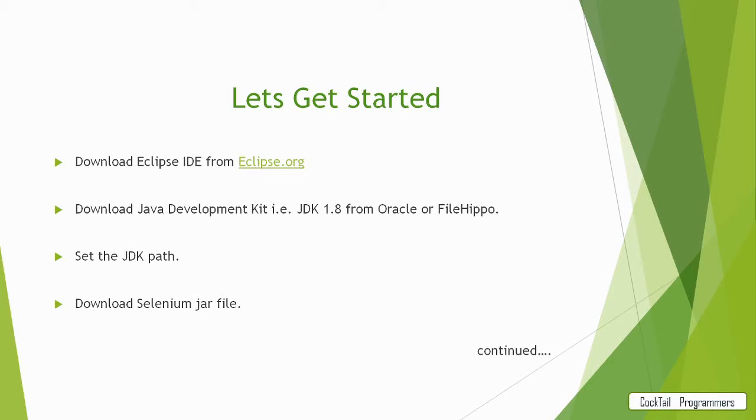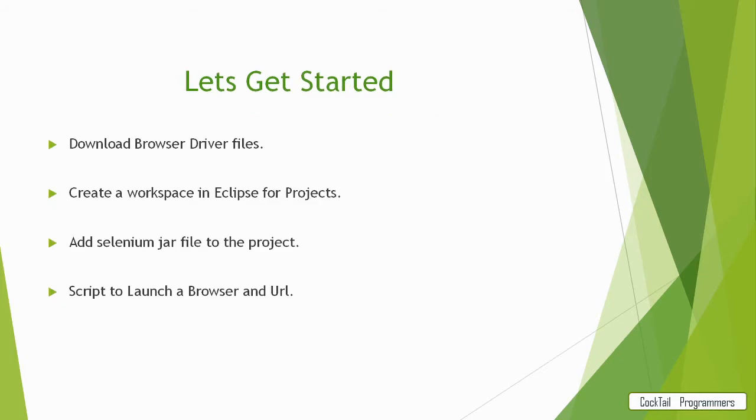Then after downloading JDK 1.8, we need to set the path of JDK. Then we'll be downloading the Selenium jar file, and then the browser drivers. After that, once we are done with the downloading part, we need to launch Eclipse. When you launch Eclipse for the first time, it will ask you to create a workspace. Then once Eclipse is launched, we need to add our Selenium jar file to the project. And after configuring all these things, we can write the program for launching the browser and launching the URL.